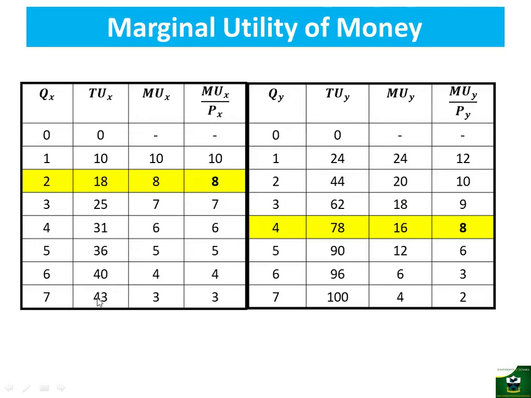At the last, 7th unit, marginal utility will be 43 minus 40 divided by 7 minus 6, and that will give us 3. This is for good x.